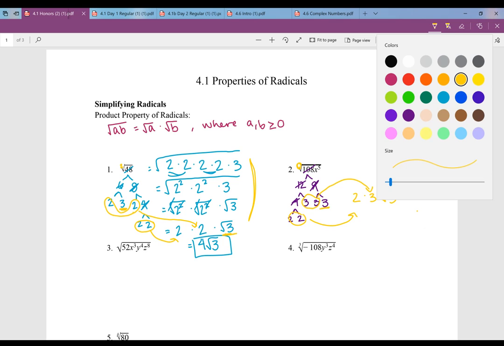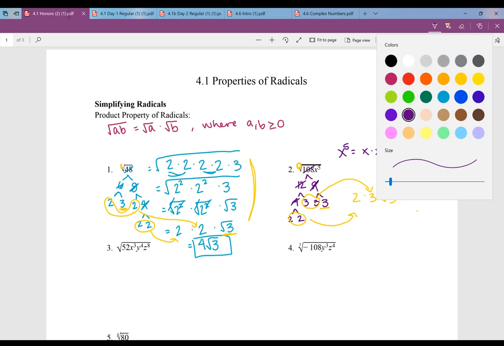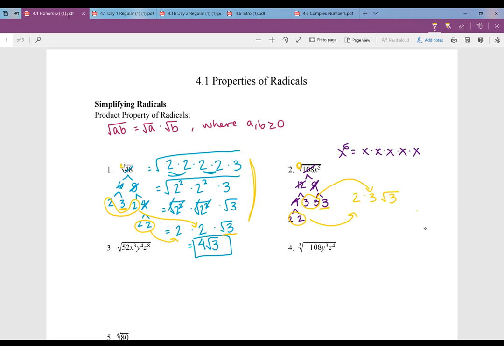Now let's look at the x to the 5th real quick. Well, x to the 5th is just x times x times x times x times x, right? 5 x's multiplying together. Again, if we look for groups of 2, we have 1, 2. So that means we can pull out 2 x's from under our square root, and then this x that's left is going to stay under the root.